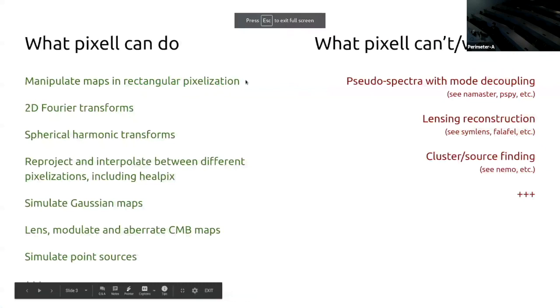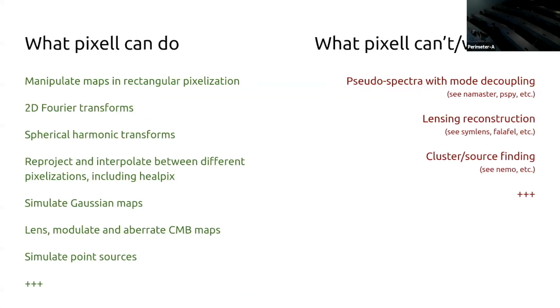All right, so the idea behind Pixell is that you can load in maps that are in rectangular pixelization. I'm going to talk a little bit about what that means. And once you load in these maps, so this includes maps from the ACT experiment, and also from the SPT experiment, and future maps from the advanced ACT experiment, you can do Fourier transforms, two-dimensional Fourier transforms of images, to do analysis on these maps. You can also do spherical harmonic transforms. You can reproject and interpolate between different pixelizations, including HEALPix. So we'll see examples of that in the tutorial.